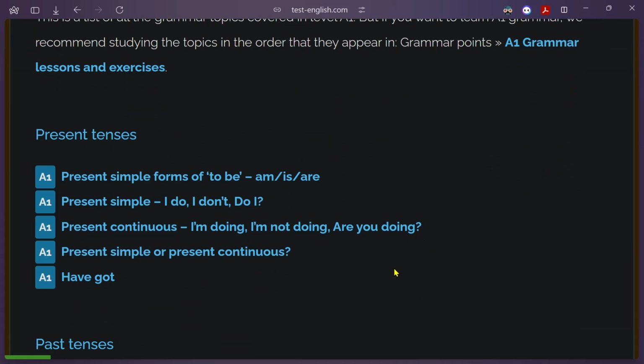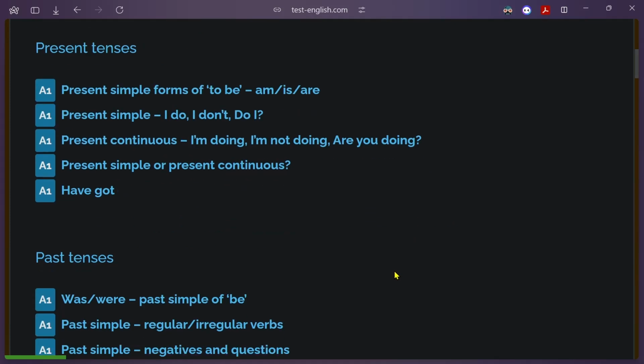Okay, this is A1 grammar. Let's look at this for a moment. Give me all your attention. What do you think you're still missing over here? Look at this. Present simple of to be. I think you have this. Yes, sometimes you still make some mistakes, but you have it.